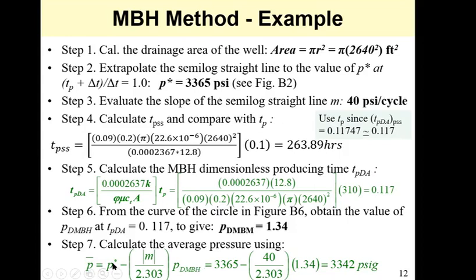P star is obtained from the extrapolation of the Horner plot. Modulus M, that's the slope of the Horner plot. This is a constant. And then the dimensionless MBH pressure is what you obtain from figure B6. For this one, it's read off from the curve for the cycle. So we obtain the average reservoir pressure as 3342 psig in this case.